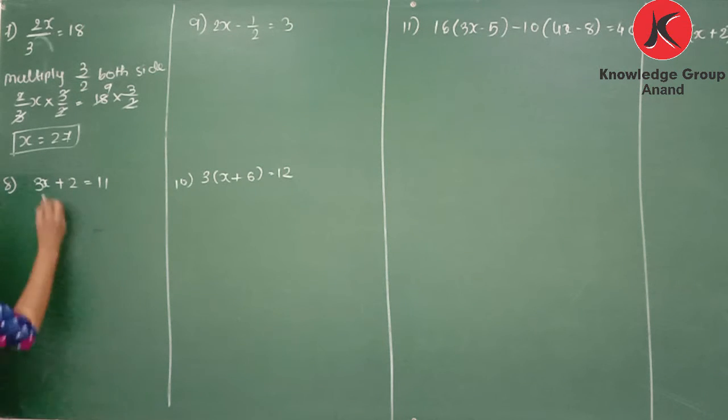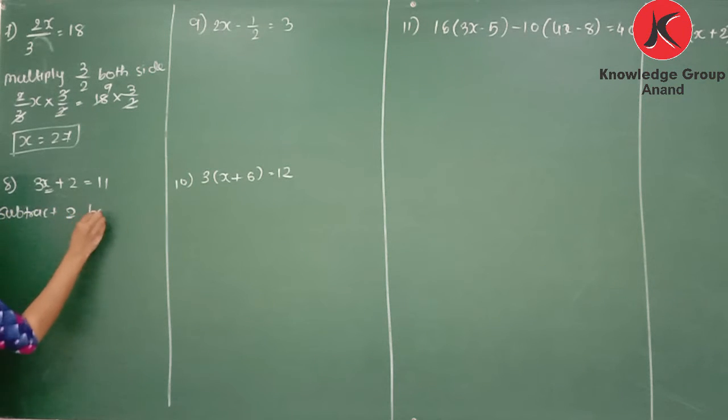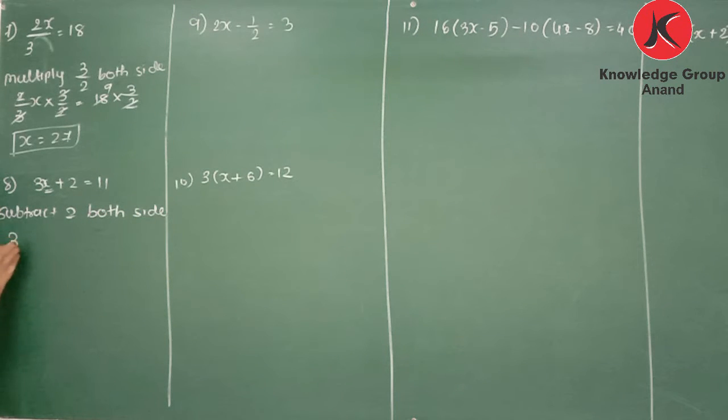Now next, 3x plus 2 is equal to 11. So here, where is the variable? We need to find x. So first of all, we remove this 2. 2 is in addition, so we subtract 2 both sides. So we will have 3x plus 2 minus 2, 11 minus 2. Plus 2 minus 2 cancel, 3x is equal to 9. Now divide by 3 both sides.